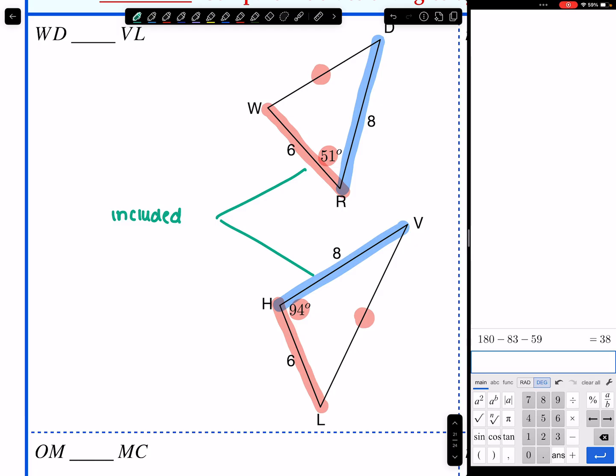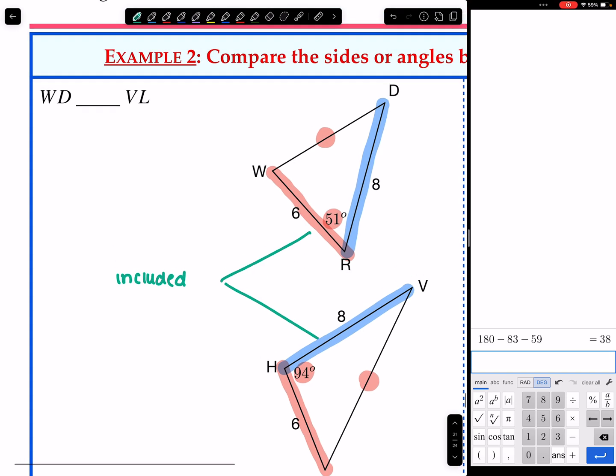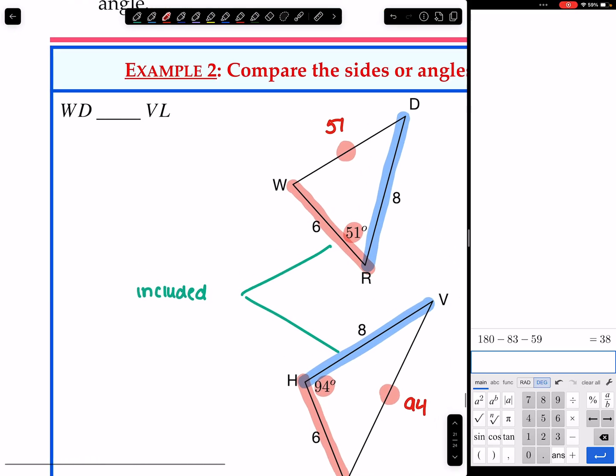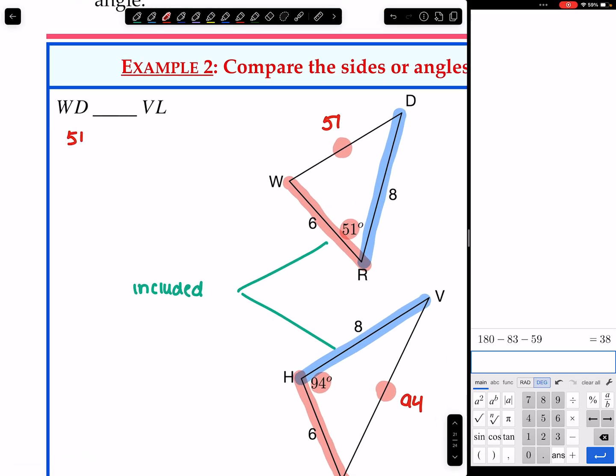The included angles, and you'll see this in about 2 weeks, are the angles that meet at the vertex of the two sides that we have. And so the 51 I can carry outwards. The 94 I can carry outwards here. And so WD is 51, VL is 94. This one's clearly bigger. Done.